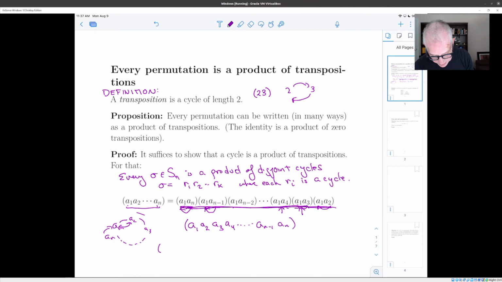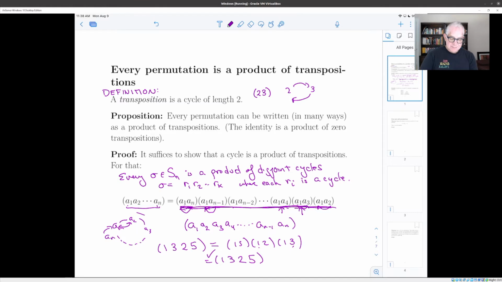If you want a very explicit example, if you take the permutation (1 3 2 5), then if you work this out, it should be (1 5)(1 2)(1 3). And again, if you check this out, 1 goes to 3, 3 goes to 1, but 1 goes to 2, 2 goes to 1, but 1 goes to 5, and then finally 5 goes to 1. So it checks out.